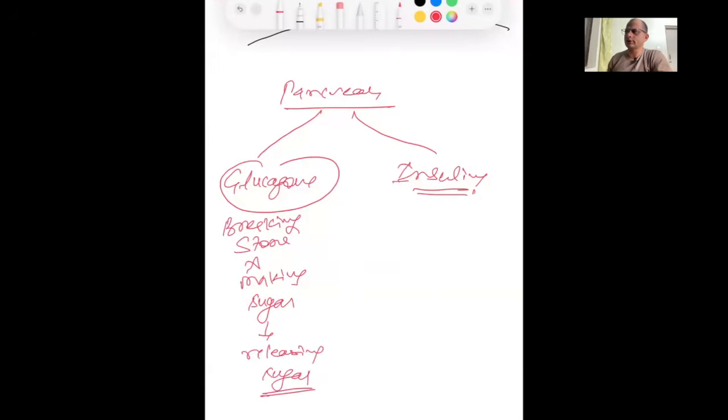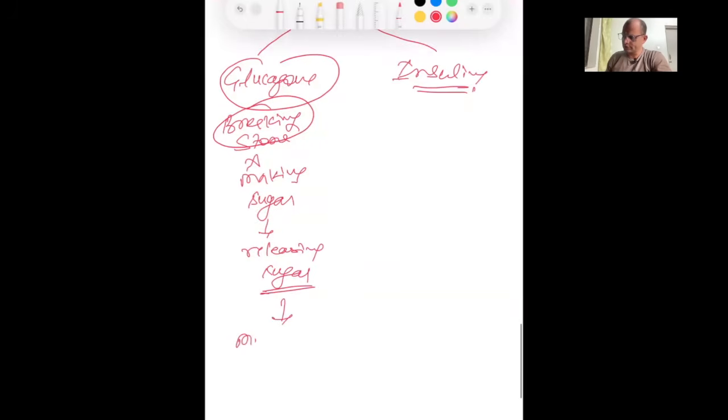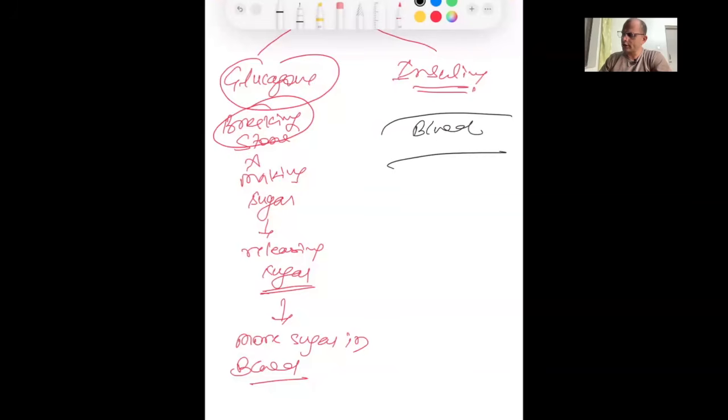It will work on the liver, it will work wherever sugar is stored, it will break and release the sugar. So there will be more sugar in the blood. It is a very important hormone because sometimes you are working a lot, you need sugar, you will get it with the help of glucagon. But insulin is doing the opposite work. Insulin goes into the blood and stores the blood sugar, like in the liver or in other places.